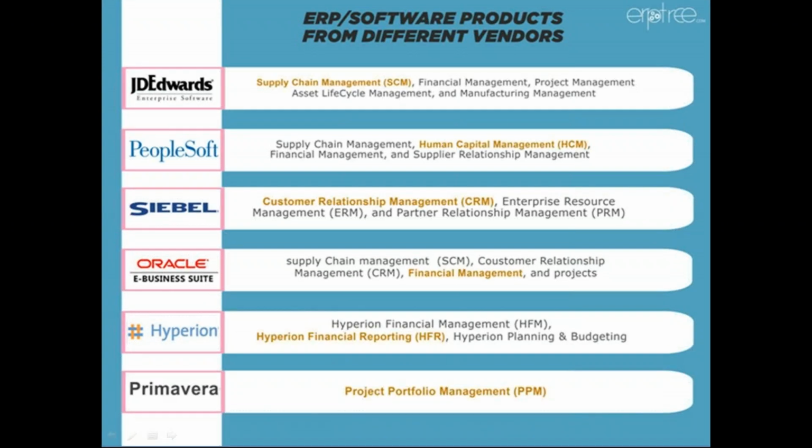But when you look at which are very specialized or very famous from the different ERP products, if you take the example of JD Edwards, supply chain is very famous. If you take PeopleSoft, HCM, human capital management, is very famous. If you talk about Siebel, Siebel is offering the best solution for CRM. And when I talk about Oracle e-business suite, a very famous solution is financials, financial management. Hyperion is famous for everything included here, but when I talk about reporting, it's very famous in the market. Primavera is very famous for project portfolio management.